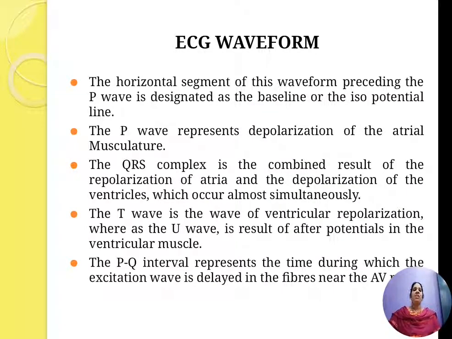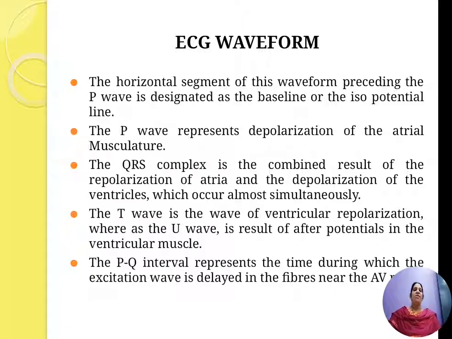The horizontal segment of this waveform preceding the P wave is designated as the baseline, the isopotential line as seen in the figure, and the P wave represents depolarization of the atrial musculature. Then the QRS complex is a combined result of the repolarization of the atria and depolarization of the ventricles, which occur almost simultaneously.